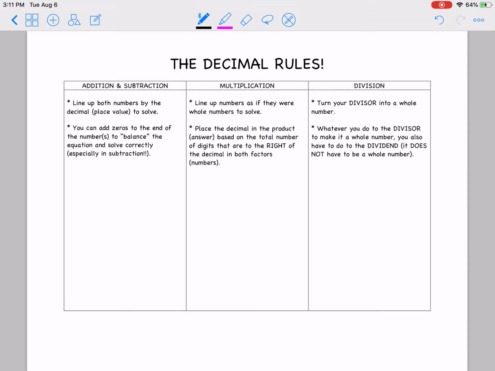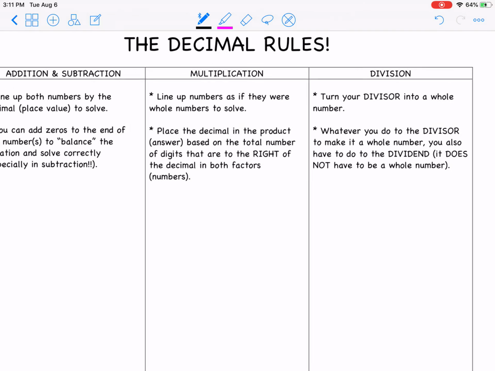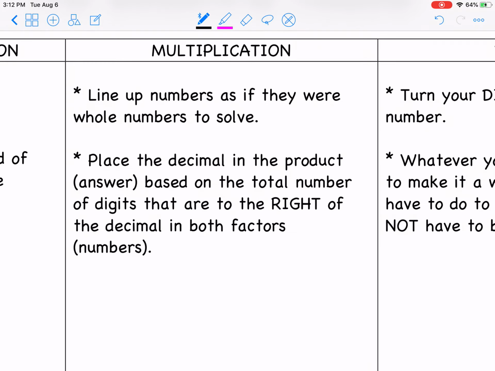Let's talk about the decimal rules. Today, we're going to focus on multiplication. Now, with multiplication of decimal numbers, it is important to line up numbers as if they were whole numbers in order to solve the equation.